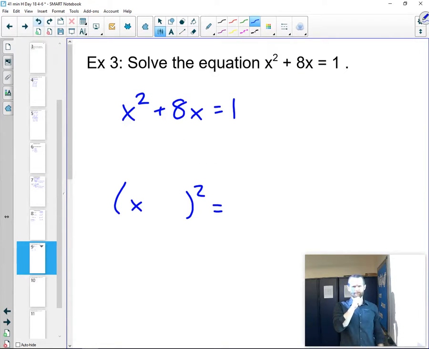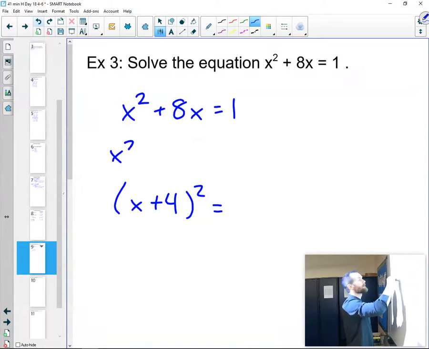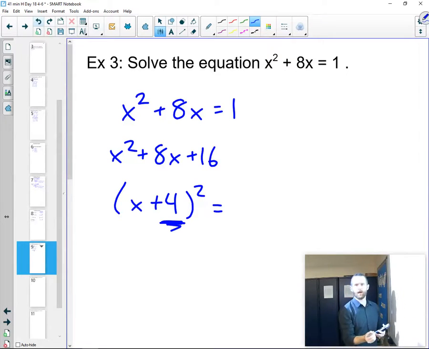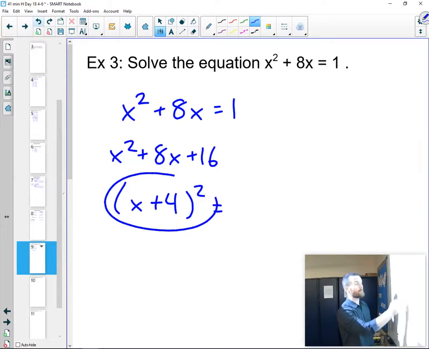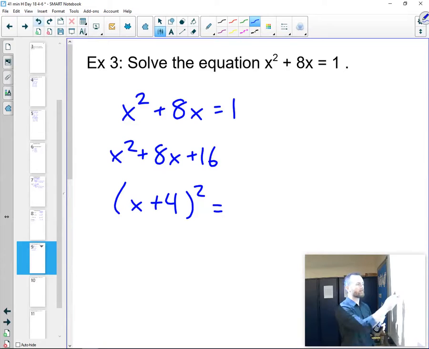So let me see. Well, it's just going to be x plus 4, because we take half of 8. Just take half of 8. But the problem is, x plus 4 squared does not equal x squared plus 8x. It equals x squared plus 8x plus 16. We completed this square, so we're actually adding in a 16. By adding 16 on the left side, we get a perfect square trinomial that we can rewrite as a binomial square. That's the key step to completing the square: finding this number and then squaring it to create our perfect square trinomial.